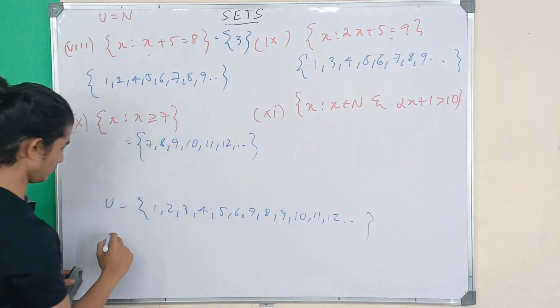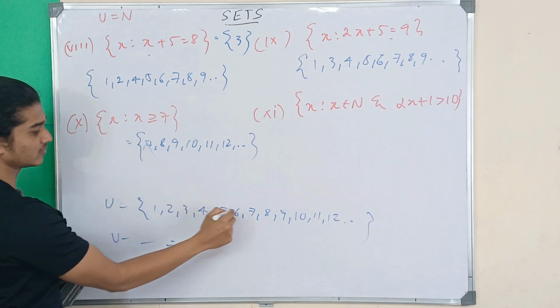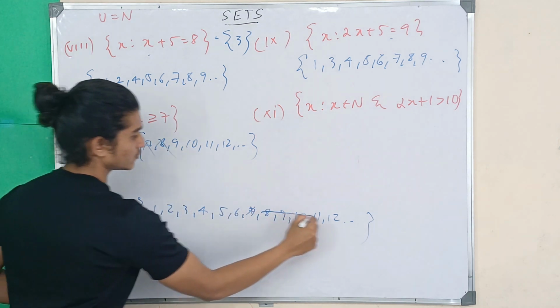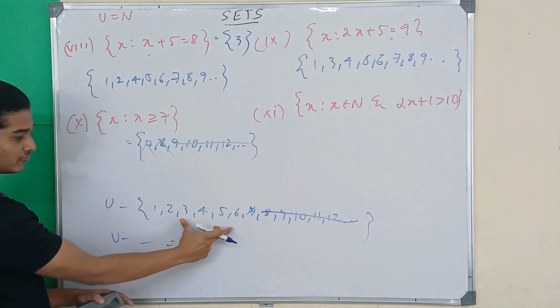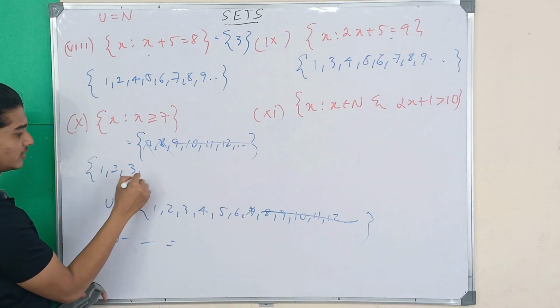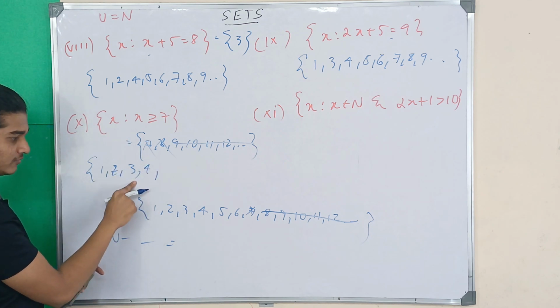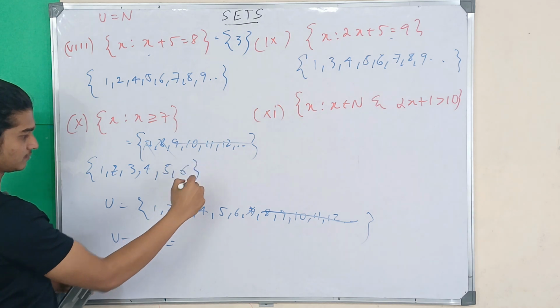So if you do U minus this following set, let's cancel the common elements. Everything from 7 onwards gets cancelled out. So you'll be left with these numbers. Your answer for this is 1, 2, 3, 4, 5, 6. So the complement of this set is this.